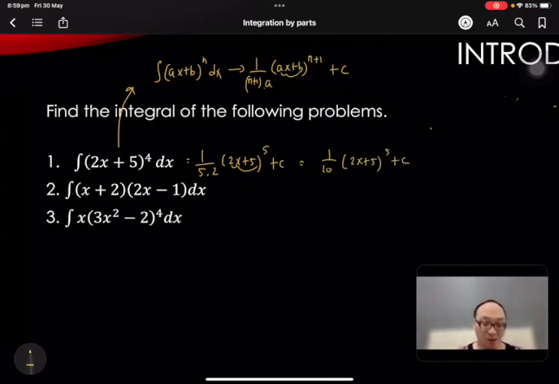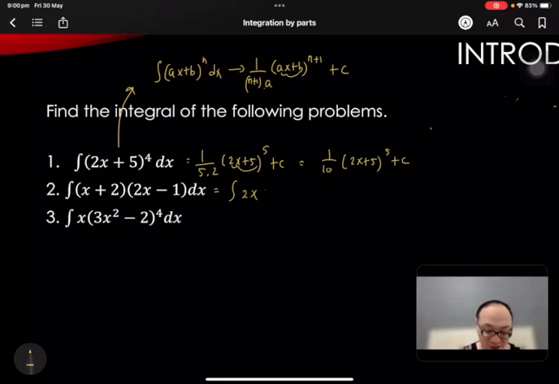The second one, the integral of (x plus 2) times (2x minus 1) dx. To solve this integration, we can expand the expression first. (x plus 2) times (2x minus 1).